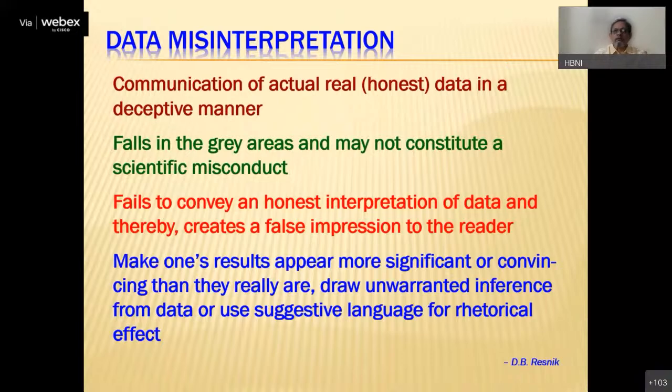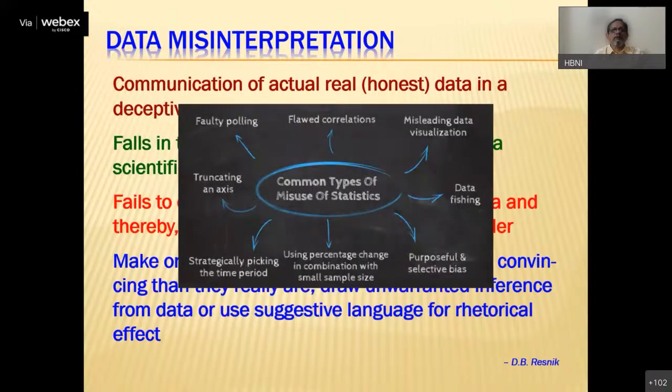So we had the absolutely white zone and the black zone and a gray zone in between. This kind of data misinterpretation fails to convey an honest interpretation of data and thereby creates a false impression to the reader. It makes one's results appear more significant or convincing than they really are. They also draw unwarranted inference from the data, and use suggestive language for rhetorical effect. So these are the various types of common misuse of statistics.